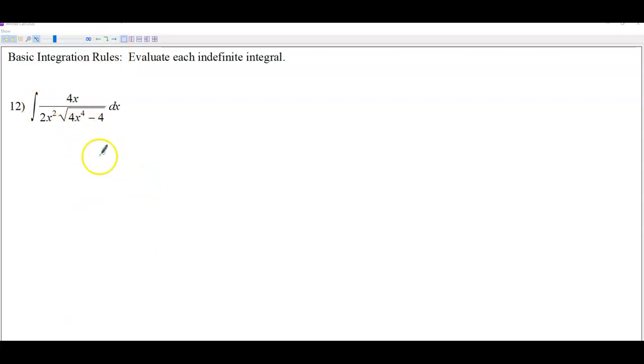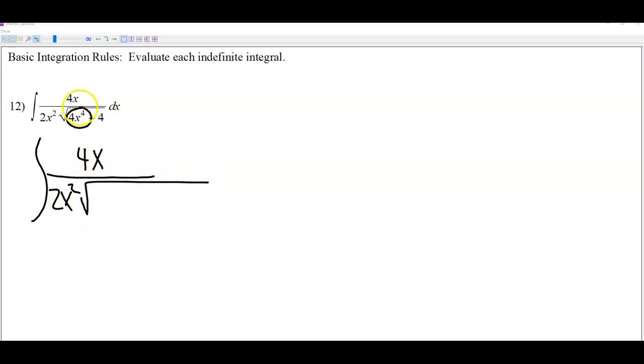All right, now this one almost looks like an arcsecant again. It's got some problems though. We don't have just a number on the top. We have a variable. Also, it's not a square, it's a fourth power, but we can easily fix that by making a few alterations.